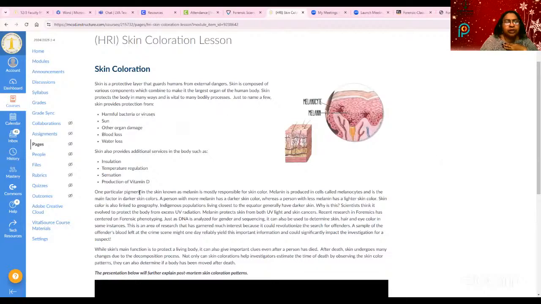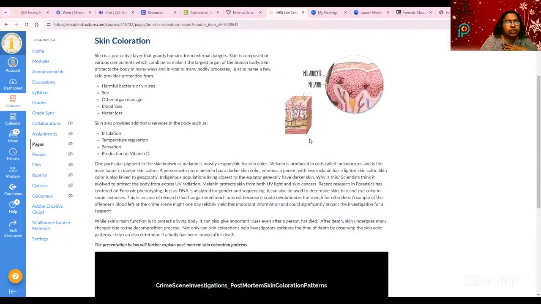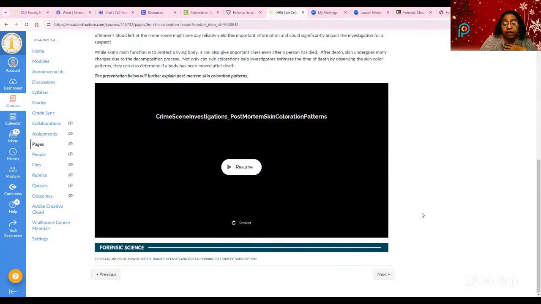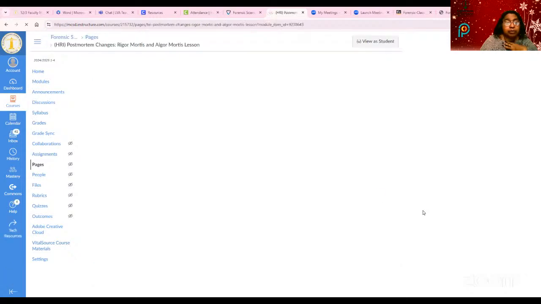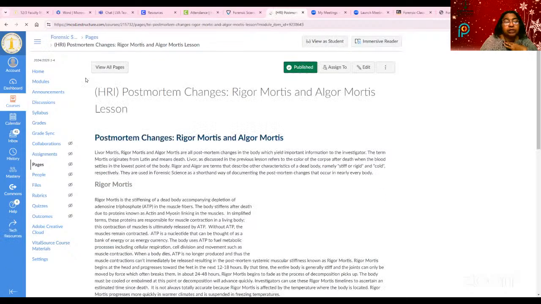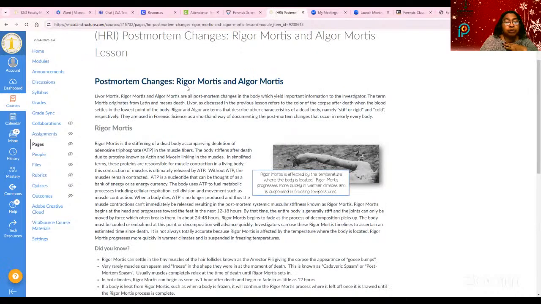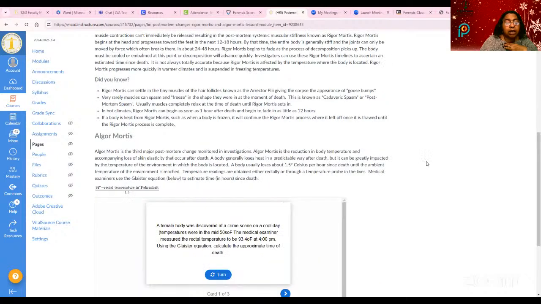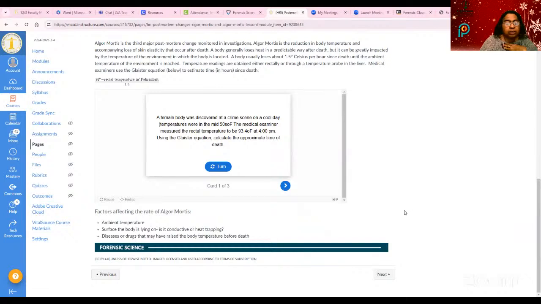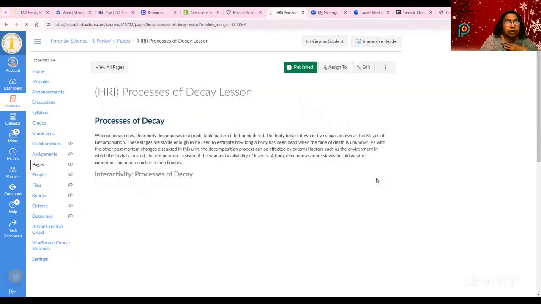We looked at a video that talked about coloration of the skin and decomposition, so it might be helpful to look at that again. In fact, if I can pull it up here, this is the important one in this section. Make sure you know this one. So rigor mortis, algor mortis, know that. The process of decay, that one you need to know.